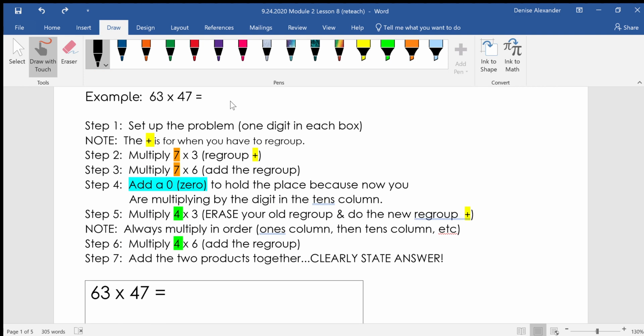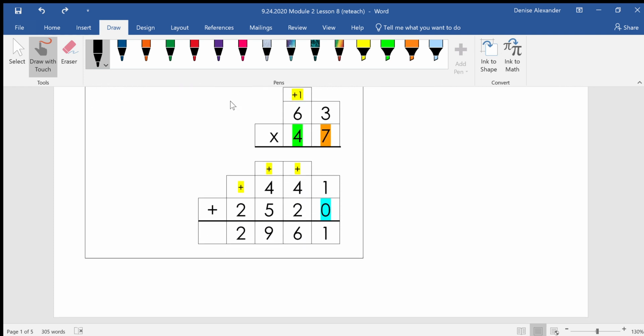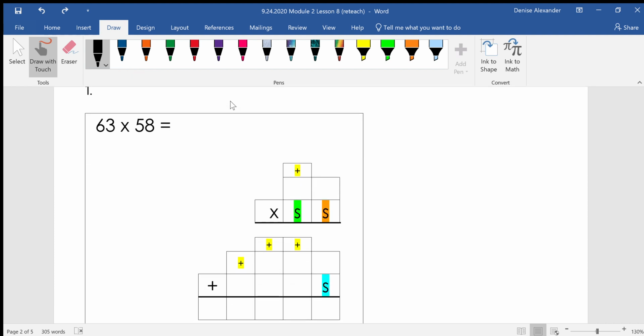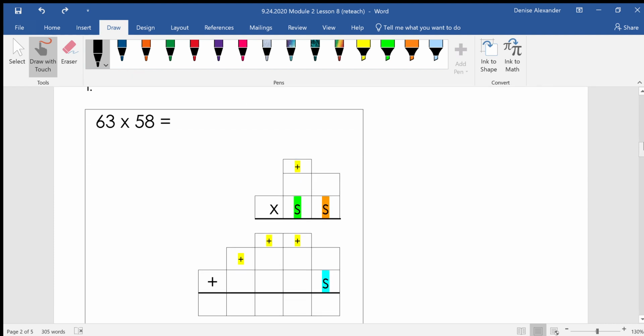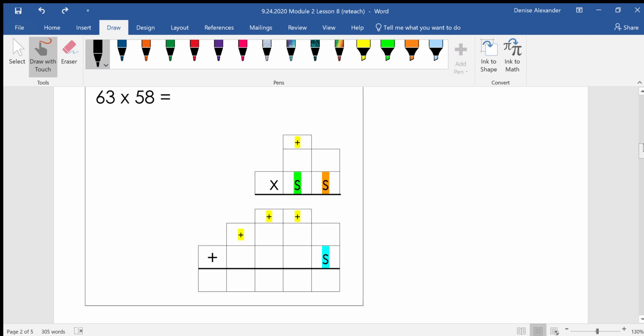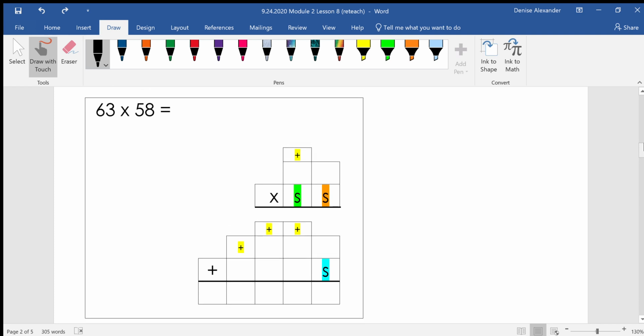We've been working with 63 times 47 the last 2 days. So I'm going to just bounce straight to number 1. And right now, I'm going to show them how we would do it if we were in person and we were writing it on paper. So I'm going to start out right over here doing 63. Now I'm going to change my numbers. I'm going to make my 8 blue. I'm going to make my 5 for 58 green.